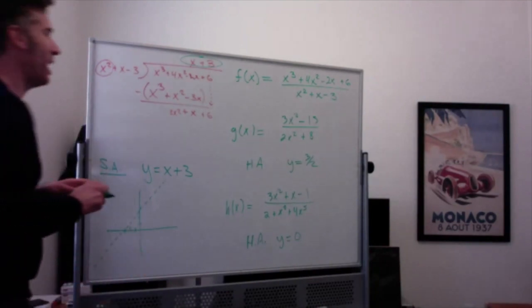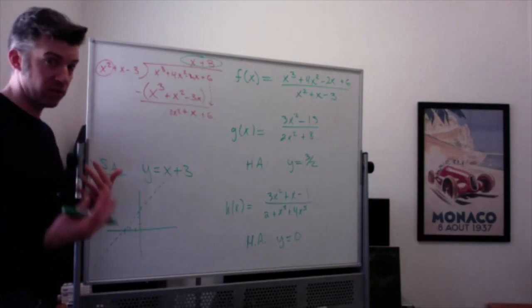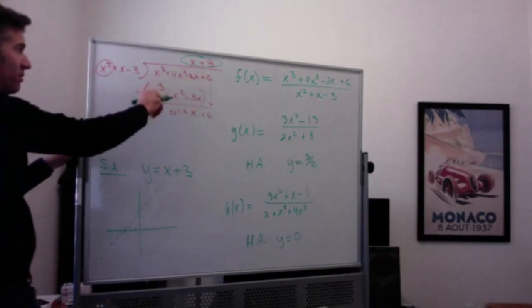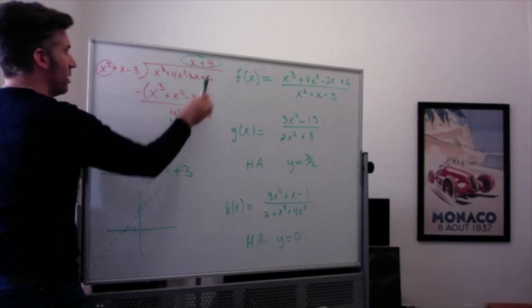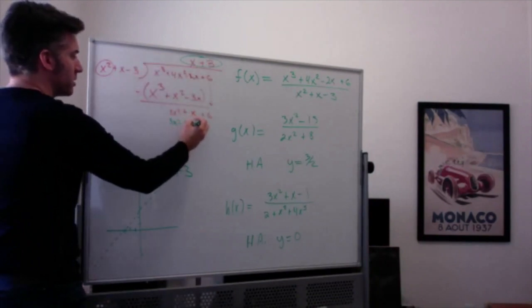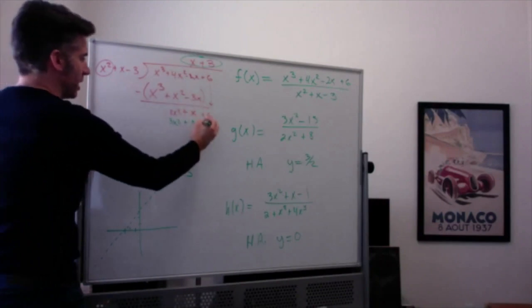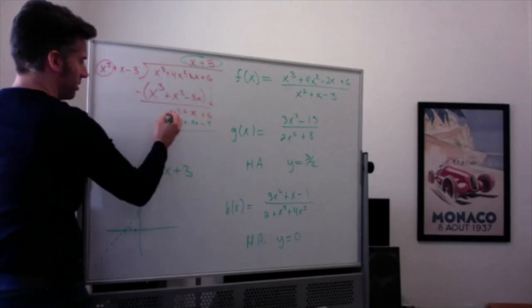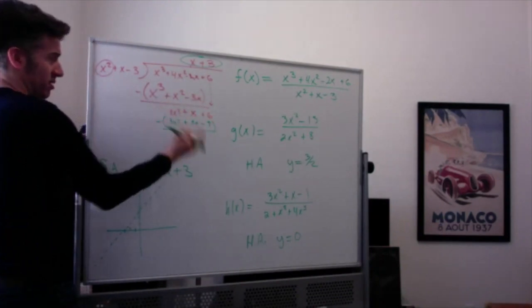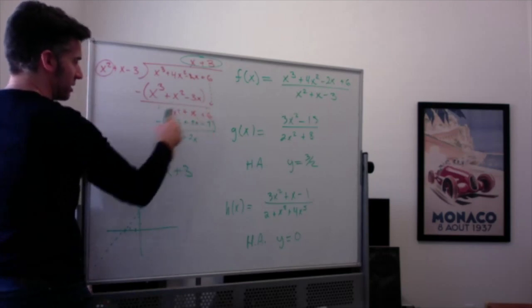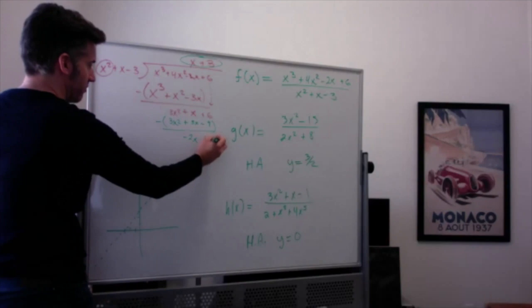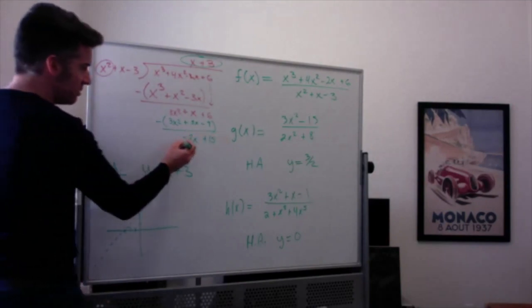So if I was doing polynomial division just for the sake of doing polynomial division, I would continue on. I'd multiply the 3 by all this. So I get 3x squared. 3 times x is 3x. 3 times negative 3 is negative 9. I would subtract. 3x squared minus 3x squared is 0. x minus 3x is negative 2x. 6 minus negative 9 is plus 15. And this is my remainder.